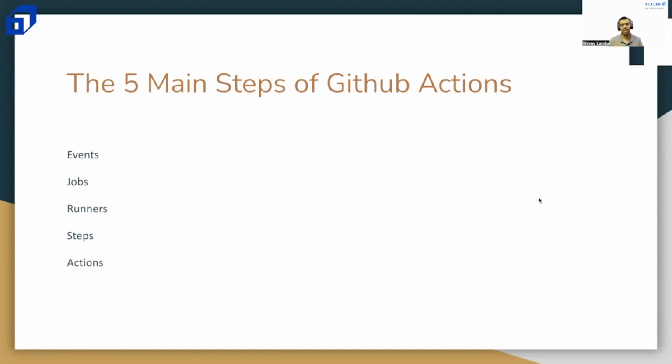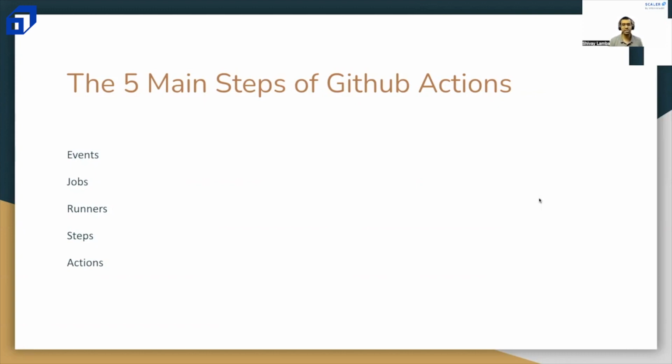And each of these jobs will have one or more steps that either could run a script, or run an action that you define. So the workflow itself is a configurable automated process that will have one or more jobs. These workflows are defined by a YAML file that you write inside of your repository. Now, the event is a specific activity that triggers the workflow run, such as creating a pull request.